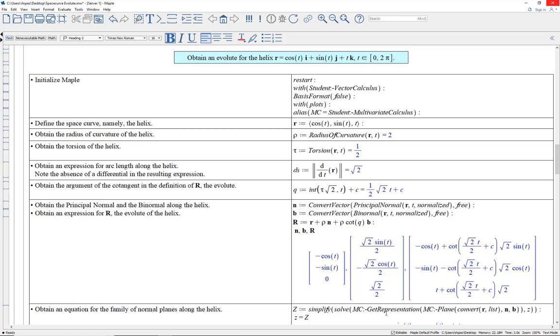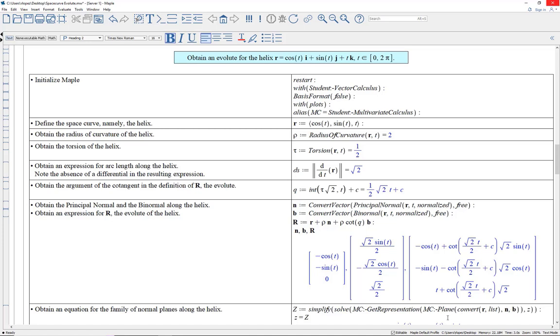Now I want the normal plane. I want that normal plane along little r. So I'm going to use this plane command from multivariate calculus. I give it the point on the plane. Now the point on the plane is the point on r, but r is a vector. This command requires this to be a list. So I convert the vector to a list. The spanning vectors are n and b.